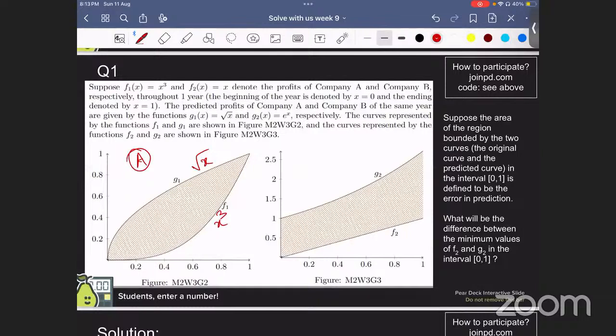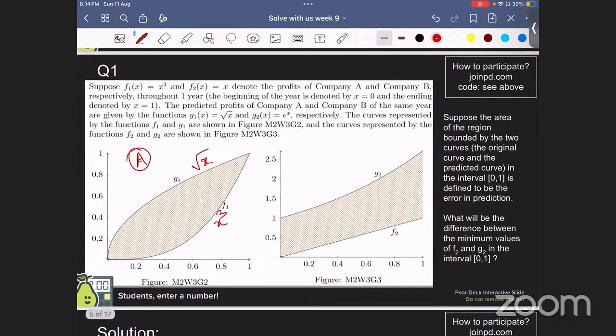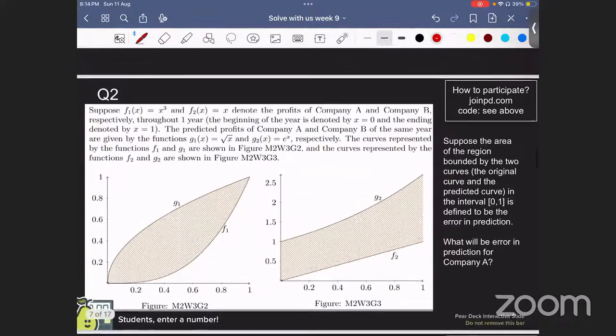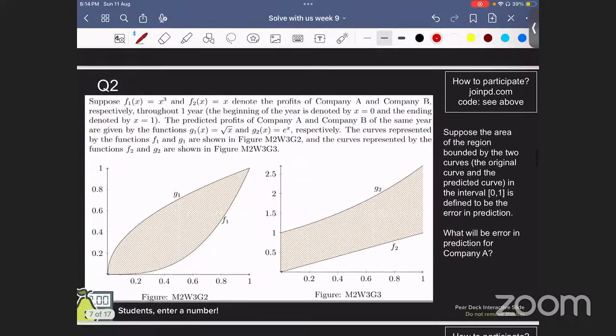It's pretty simple. You just have to calculate the area, right? So just take your time, calculate it, and everyone should answer this question. It's pretty simple. So basically, you have to calculate the error in prediction for company A, and after that, you have to calculate for company B. But first, calculate for company A.